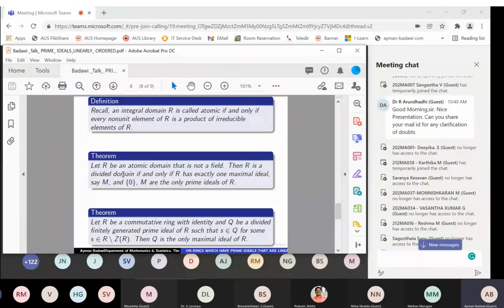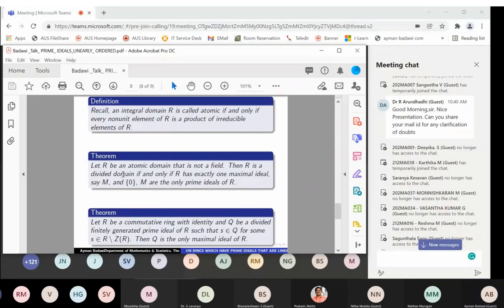I avoid going into a general talk, but let me mention exactly what the Krull dimension means here. Krull dimension 1 means there is no proper prime ideal between 0 and M. The only prime ideals are 0 and M. So here is a complete characterization of when an atomic domain will be a divided domain. This result is kind of interesting.